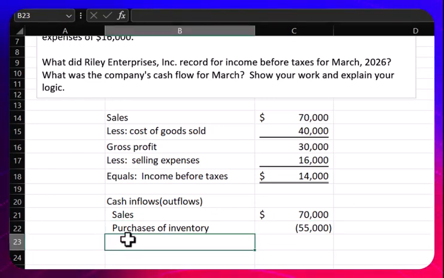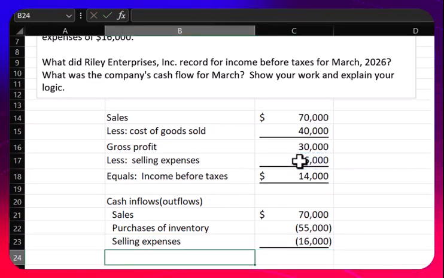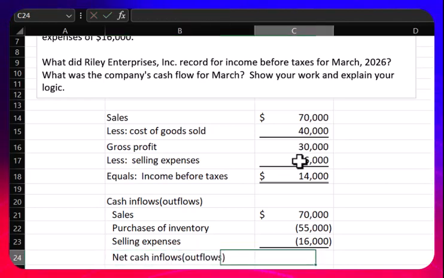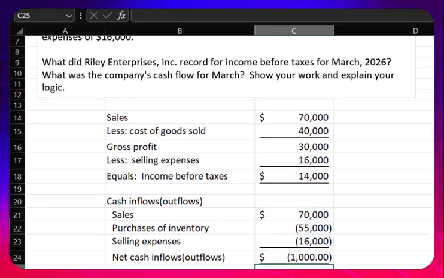And then they also told us selling expenses were paid immediately in cash. Those were equal to the $16,000, so I'll just subtract the $16,000 from there. And with that, we should be able to calculate net cash inflows or outflows. So at this point, we'll just sum these three lines. And it turns out to be 70,000.